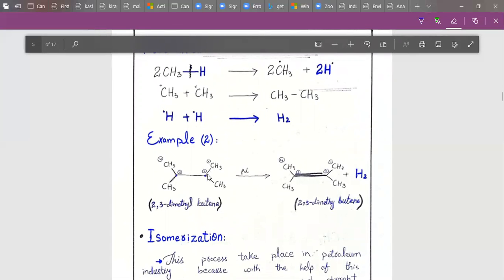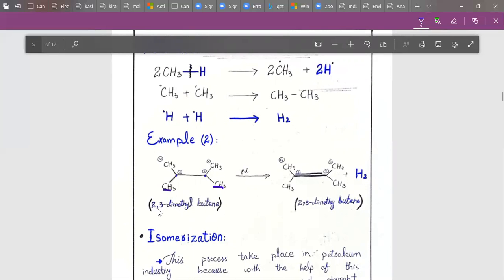Here I can also discuss an example: 2,3-dimethyl butane. This is the second carbon and this one is the third carbon. So these methyl groups are attached to the second and third carbon. That's why its name is 2,3-dimethyl butane.